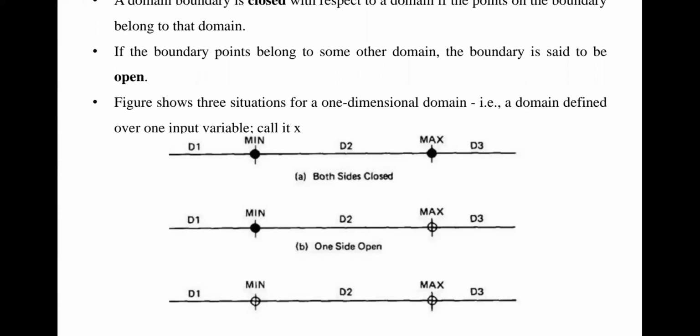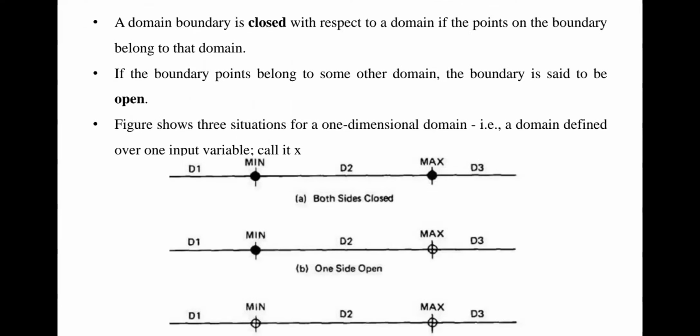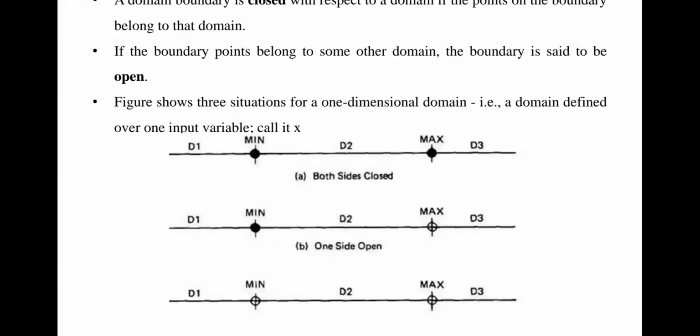Here, minimum and maximum are the boundaries of D2. So here, both sides are closed. That means D2 is closed with the boundary min point and max point. That means these two boundaries are related to D2 only. So the domain boundary is closed means it has to be closed with the same domain boundaries, same domain conditions only.